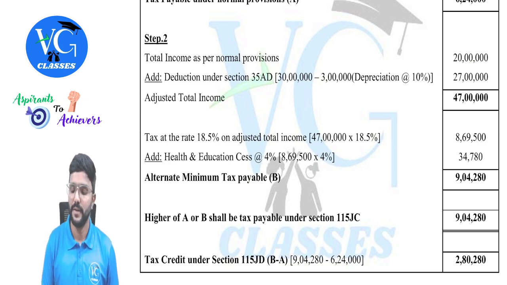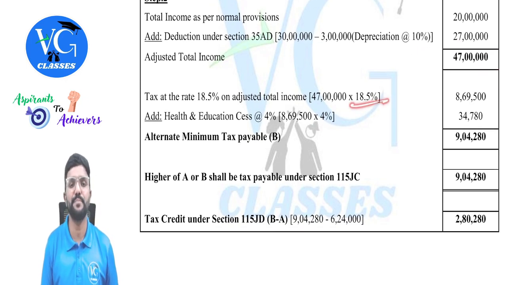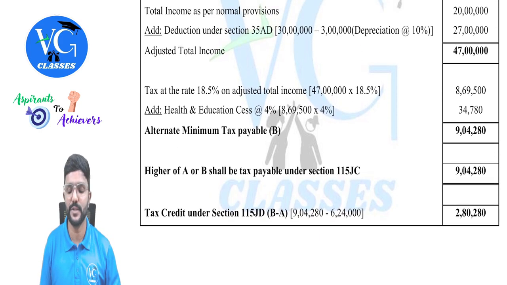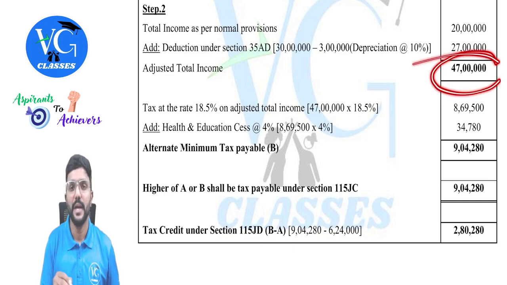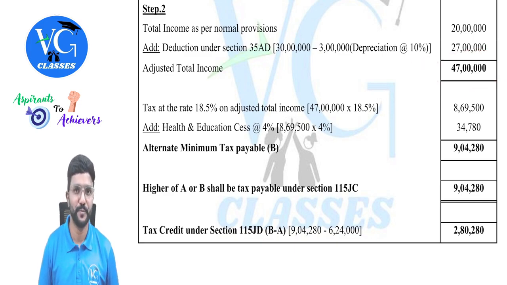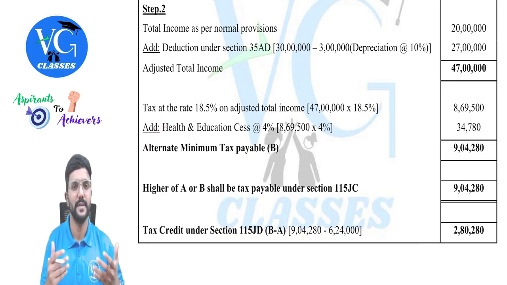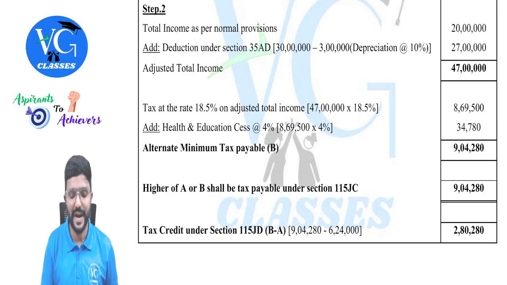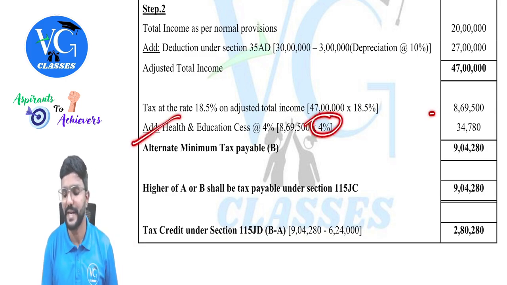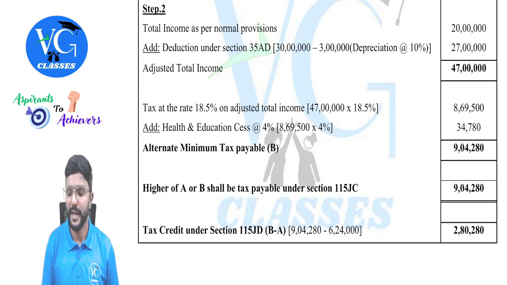Got it? Yes, sir. So then we derive the adjusted total income. On that, the rate is fixed at 18.5%, that is the AMT rate. We will calculate. We will get 8,69,500, guys. And surcharge is not applicable here because the adjusted total income is less than 1 crore. If the adjusted total income was more than 1 crore, then we would have added surcharge here. Got it? So in the given case, no surcharge. So add health and education cess at 4% on 8,69,500. So you will get AMT payable, which we will denote by B.